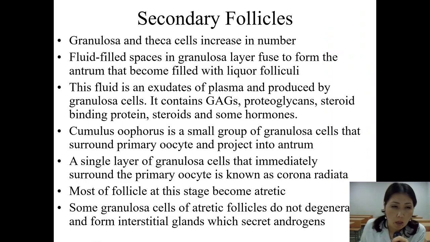Secondary follicles. Granulosa and theca cells increase in number in secondary follicles. Fluid-filled spaces in the granulosa layer fuse to form the antrum, which becomes filled with liquor folliculi. This fluid is an exudate of plasma and is produced by granulosa cells. It contains glycosaminoglycans, proteoglycans, steroid-binding proteins, steroids, and some hormones. Cumulus oophorus is a small group of granulosa cells that surround the primary oocyte and project into the antrum. A single layer of granulosa cells that immediately surrounds the primary oocyte is known as the corona radiata.